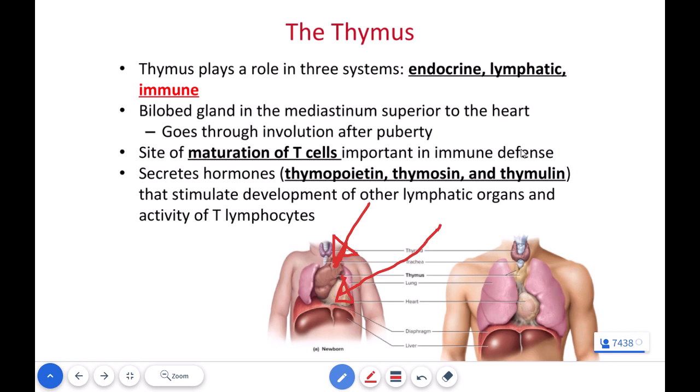Now, as we look at the thymus, there are multiple hormones that are released from the thymus. We have thymopoietin, thymosin, and thymulin. Thymosin, of those hormones, is the most potent in terms of T cell maturation and development.